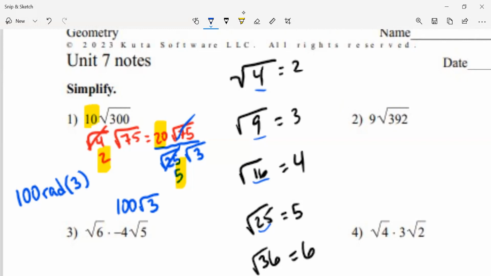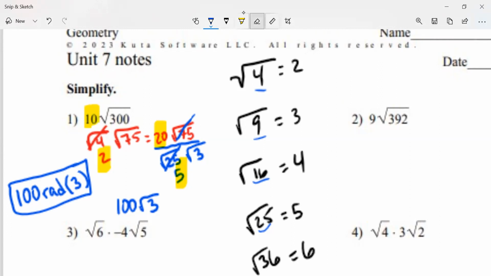We're going to use RAD as the proper name, right? Because it's not just a square root. It could be a cube root, a fourth root, fifth root. So we're going to call this 100 radical 3. That's how we're going to type this all together. No spaces, no nothing, just all together.